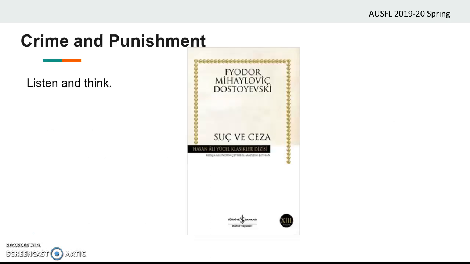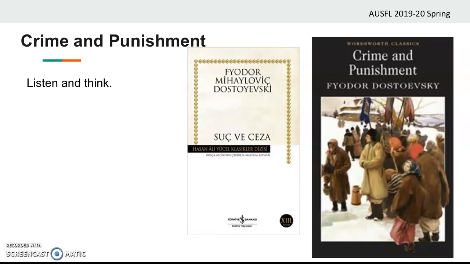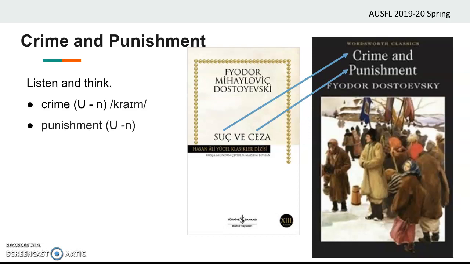Crime and Punishment is a great book which was written by Dostoevsky many years ago, and I am sure most of you have read it. Crime is an illegal act which was done by, most of the time, bad people. Crime. Punishment is the act of punishing that illegal act. Punishment.